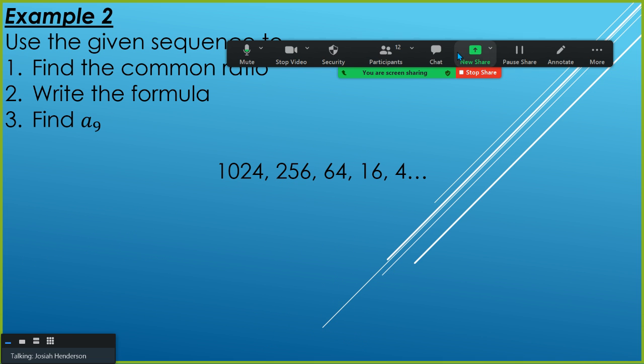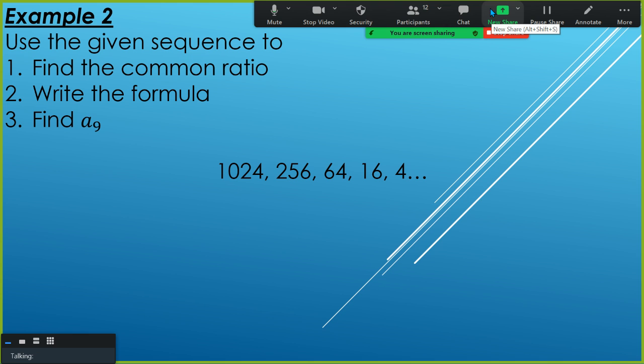Let's try another one. This time, same questions basically. Find the common ratio, write the formula. And this time I want to find a sub 9, the 9th number in the list. This time, though, it might be a little tricky finding r. The numbers are not getting bigger.